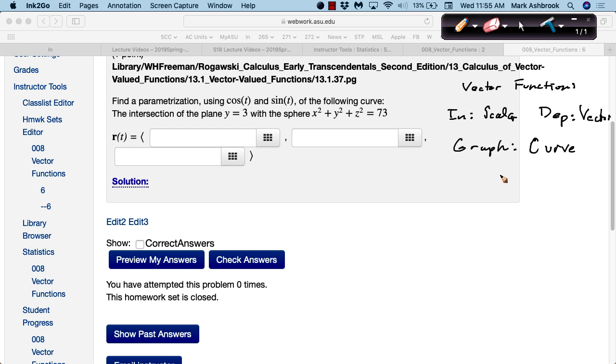And those are of the form what? That scalar goes in, and then what comes out is a vector. Each component is a function of the scalar.